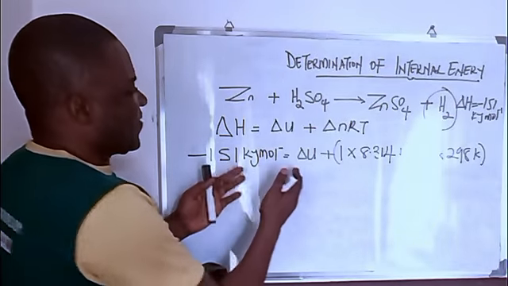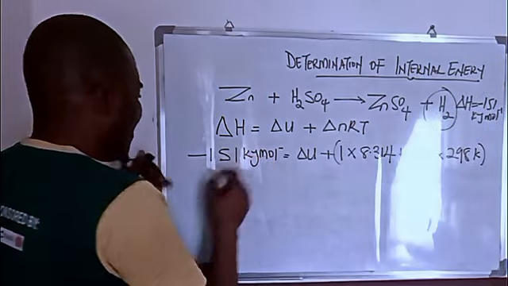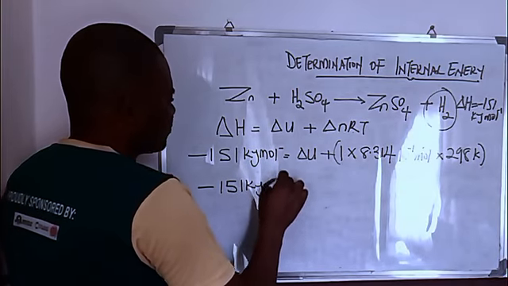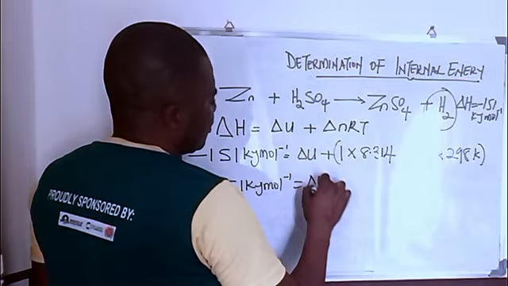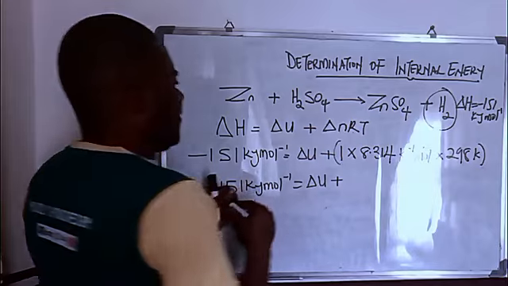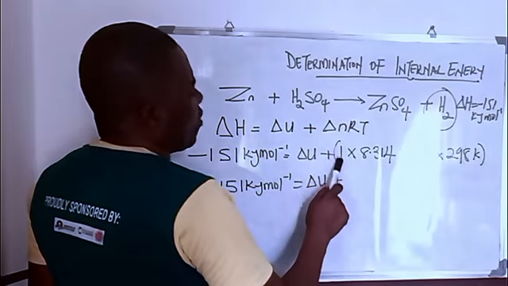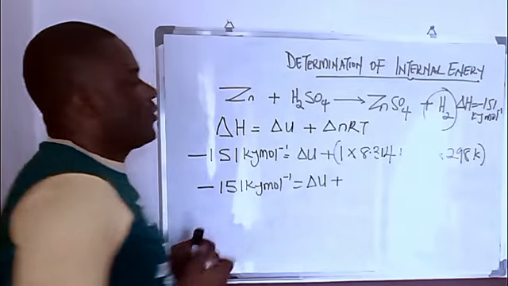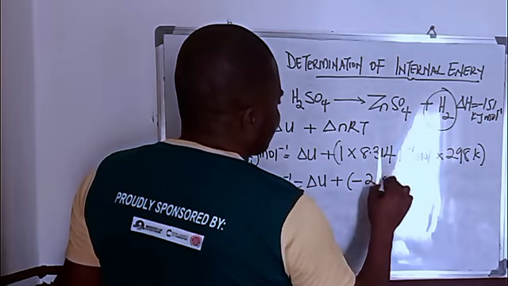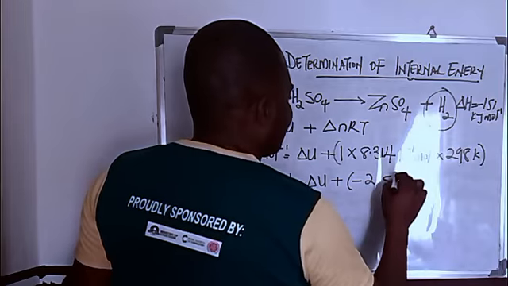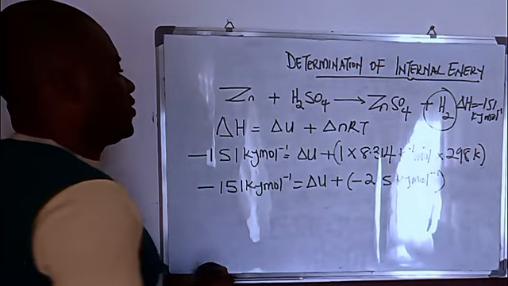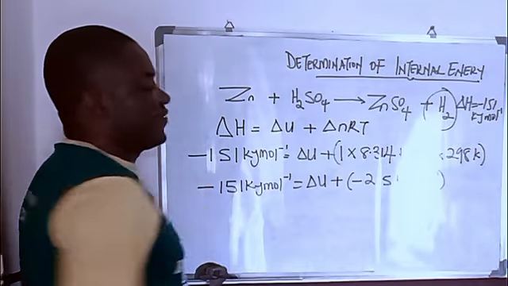Okay, so now with this, it is simple. What we will now have is minus 151 kilojoule per mole equals delta U, which is the change in internal energy, now plus. Now if you multiply 1 times this, you are going to get a number, and that number is minus 2.5 kilojoule per mole. So when you multiply this by this, you have minus 2.5 kilojoule per mole.